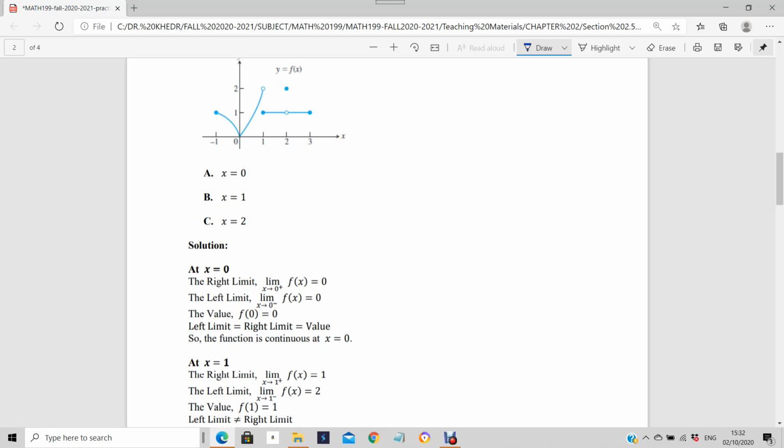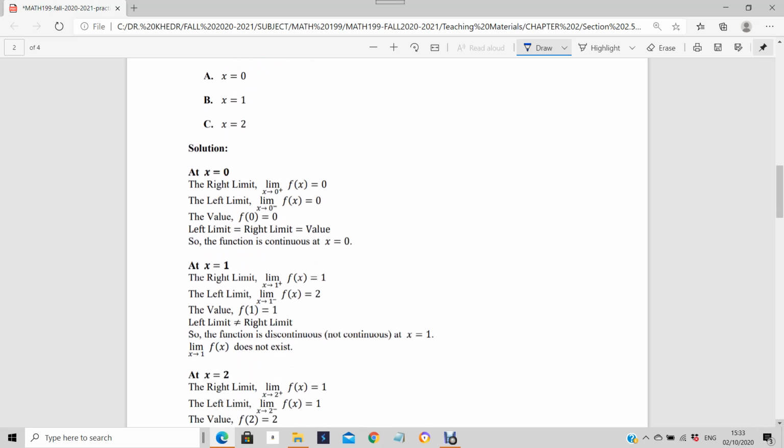The value of the function here is equivalent to y, 1. Why? Because when x equals 1, we have a closed circle at this point, which corresponds to a y value of 1. Don't follow this circle because this is an open circle. So the value of the function when x equals 1 is 1. So f of 1 equals 1.